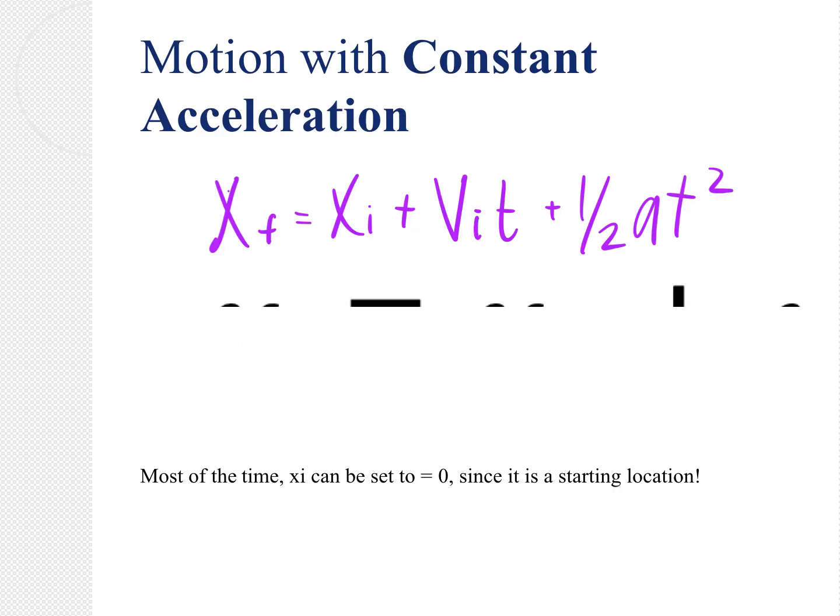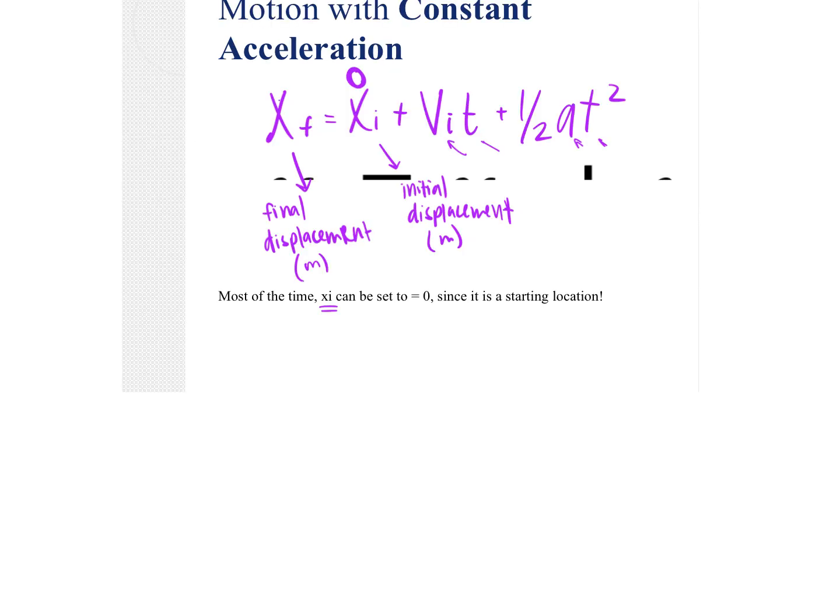This is your second kinematics equation. I want you to have that on your sheet. So go ahead and do that. And then we'll talk through what each thing means here. Okay, so looking at this kinematics equation, we said XI can be set equal to zero most of the time. So in this problem, we've got a guy on top of some building, some tower, and he's going to throw a ball to the ground, right?